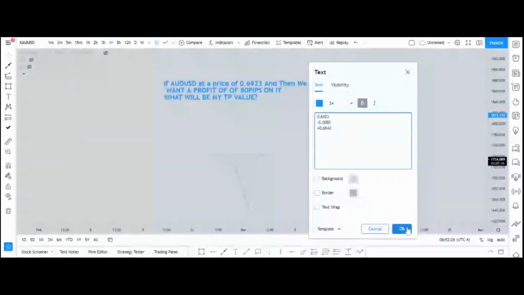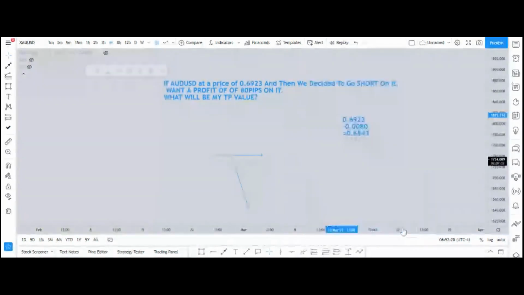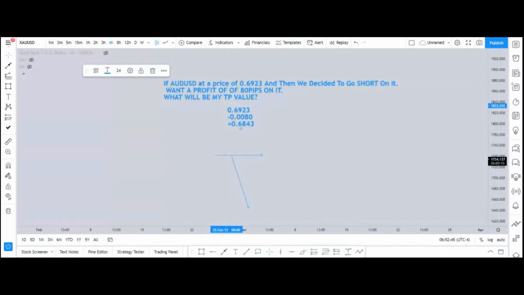0.6843. That's our answer. So our take profit value will be what? 0.6843. You don't approximate. Okay, please don't approximate. 0.6843 exactly, and that's how you calculate take profit for a sell scenario.